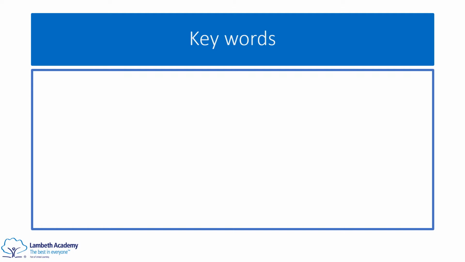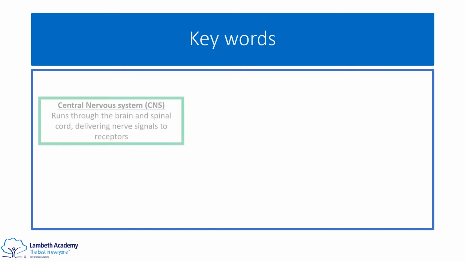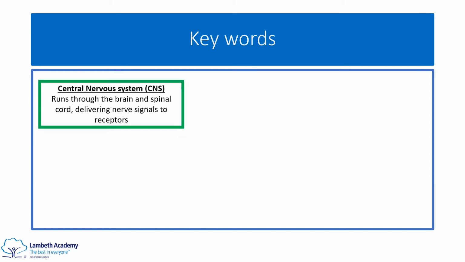There's a couple of key words I want you to know so that it makes it easier for you guys to access the lesson. The first one is the central nervous system. Now this runs all the way from the brain down the spinal cord, and it delivers nerve signals to receptors. These receptors are found all over our body.